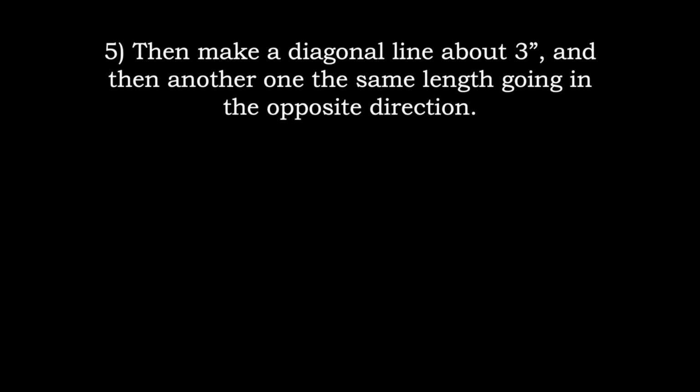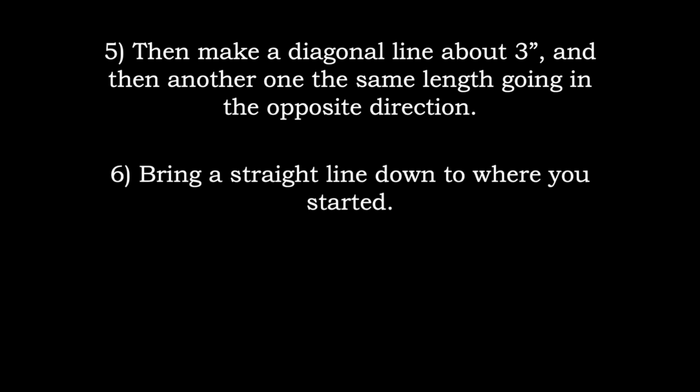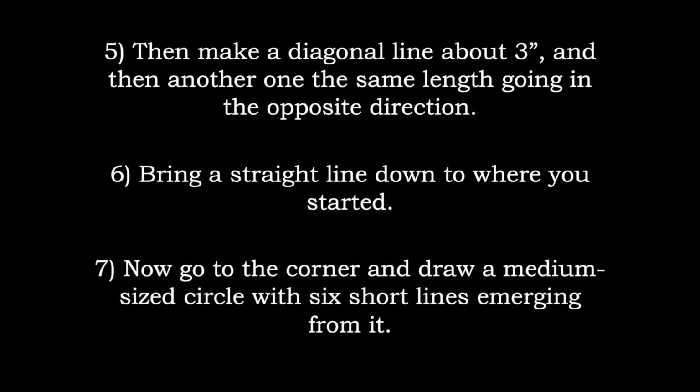From that point, make a diagonal line about 3 inches, and then another one the same length going in the opposite direction. Bring a straight line down to where you started. And finally, go to the corner, draw a medium-sized circle with 6 short lines emerging from it.